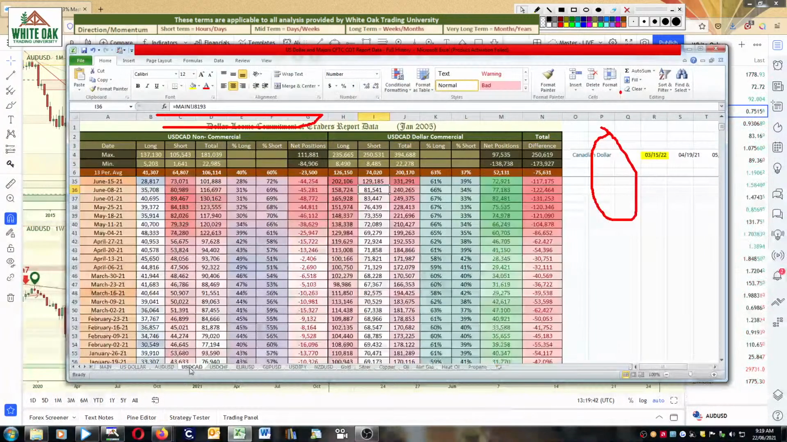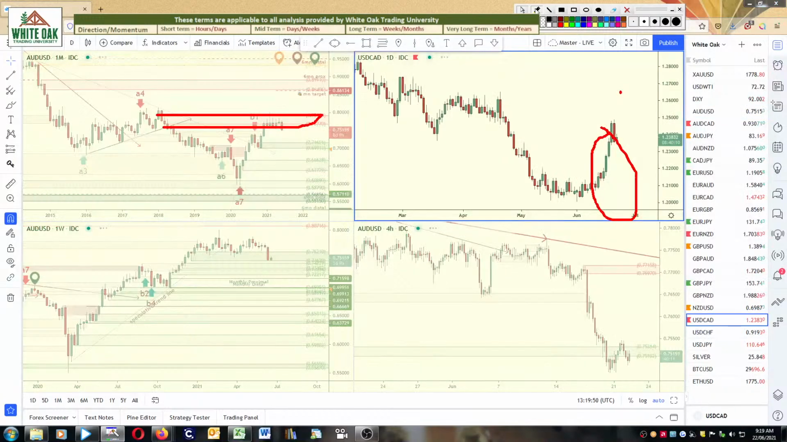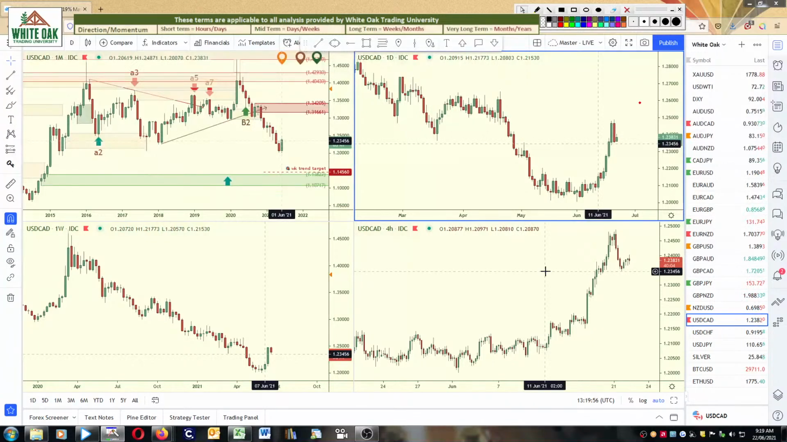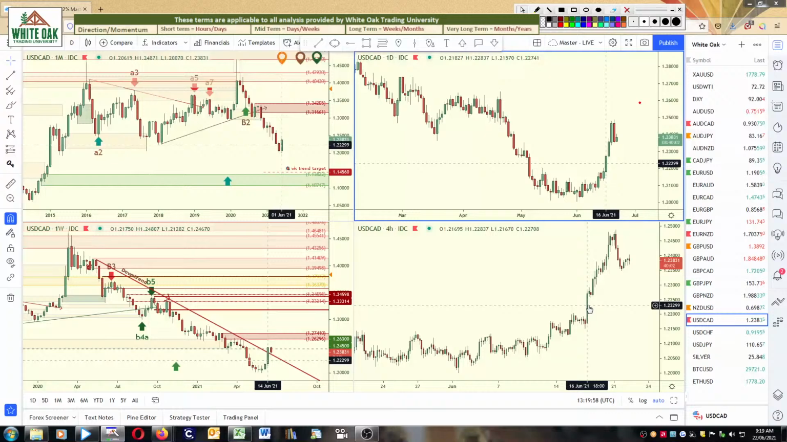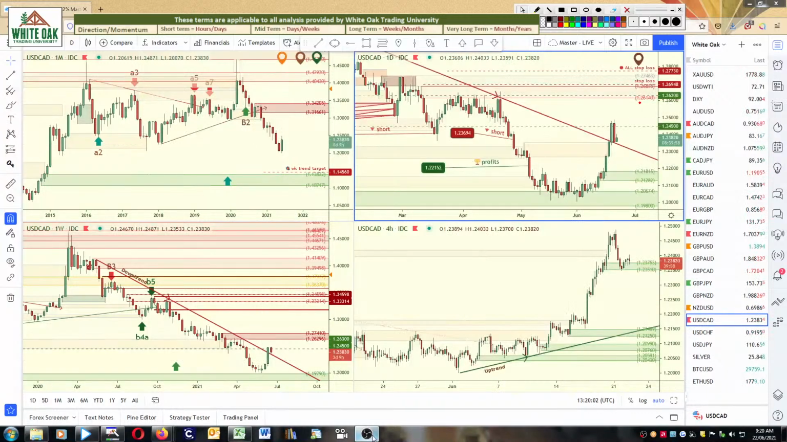USDCAD. Long positions have been greatly reduced over the last few days. And what have we been seeing with price? Okay, that big move to the upside, which we were anticipating, and it took place. And we had that great 15-minute long trade that we alerted everyone to.